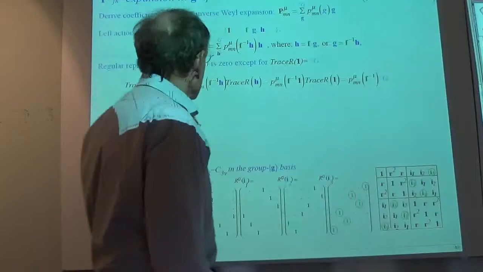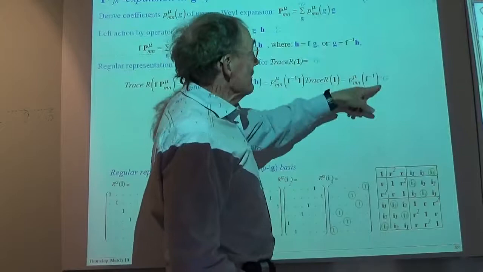Well, we're still not done, because all that's doing is giving me the coefficient I'm after in terms of 1 over the group times the trace of this. What is the trace of that?